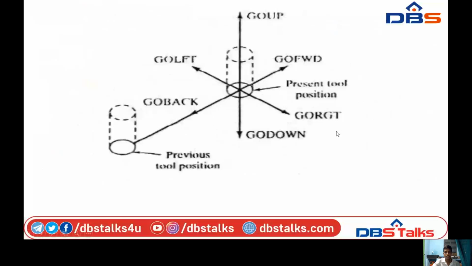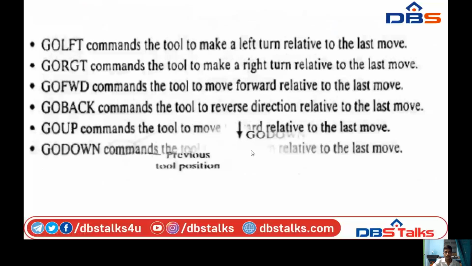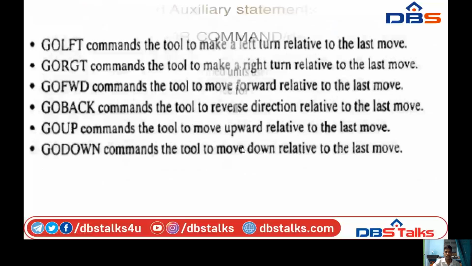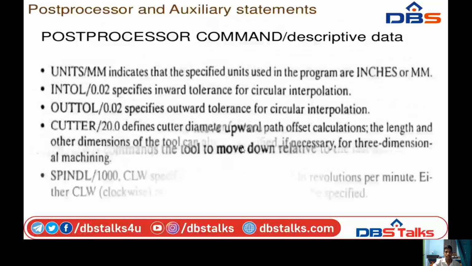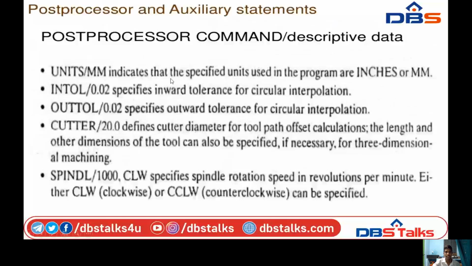These are some statements or commands or instructions: go left, go right, go back, go forward, go up and go down. Next, coming to the third one, post-processor statements. Post-processor statements, such as units per mm, indicate the specified units used in the program, in inches. That means units we are taking in inches or mm.